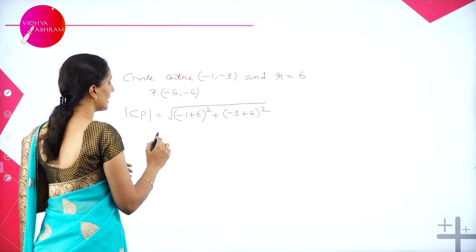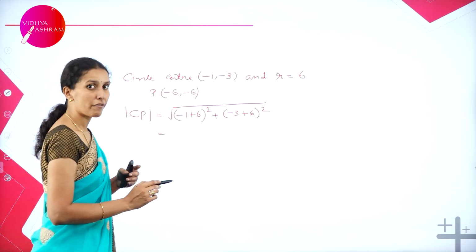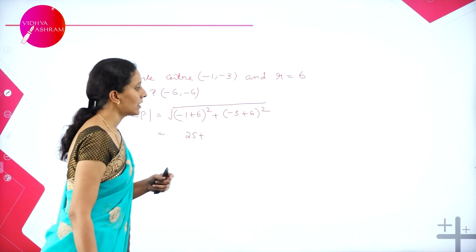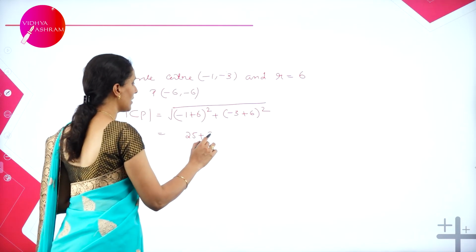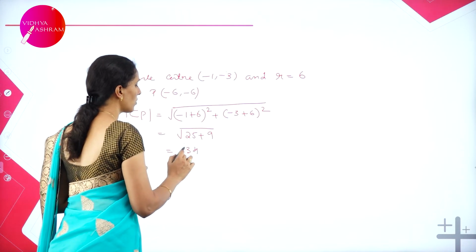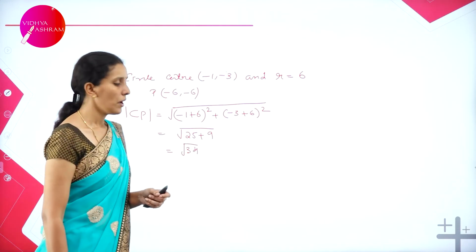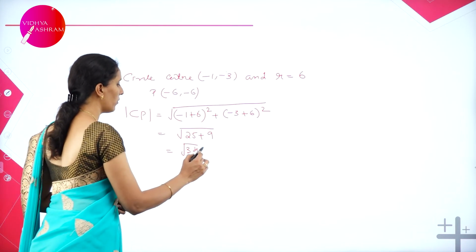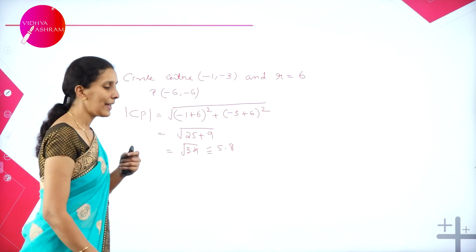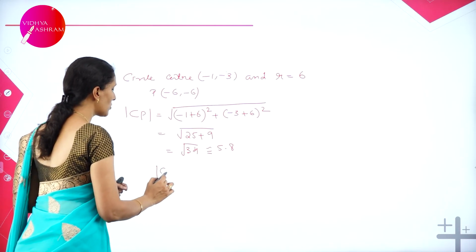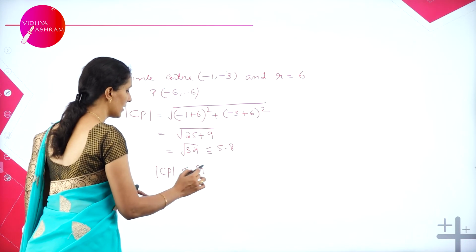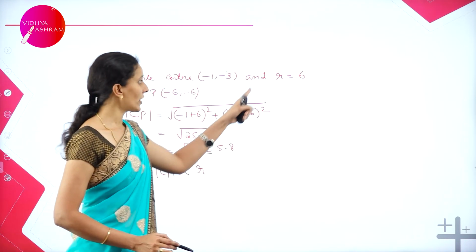So, let's see this. −1 + 6 is 5. 5² is 25. Next here, 3² is 9. So, we will get the value 34. So it is √34. Now, what is the value of √34? It is approximately equal to 5.8. So, clearly we can say the distance of the point from the center is less than the radius. That is, 5.8 is strictly less than 6.